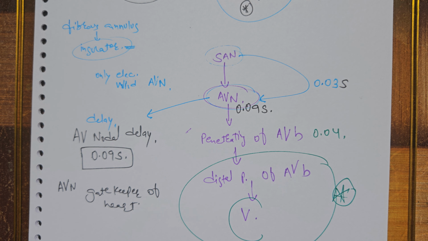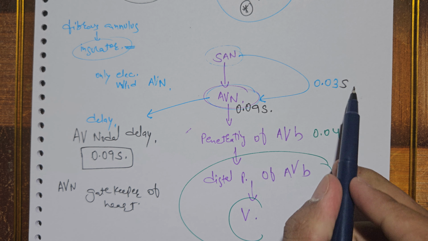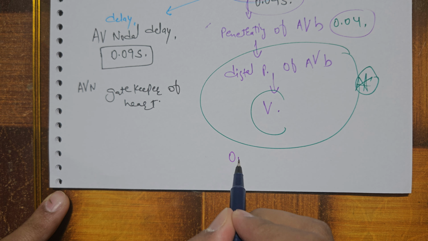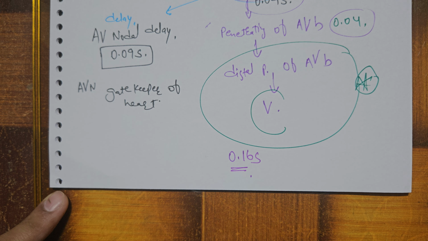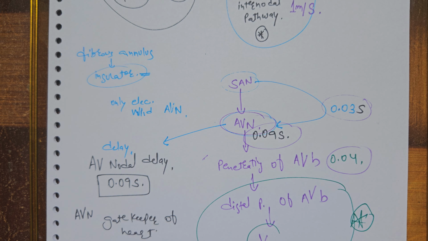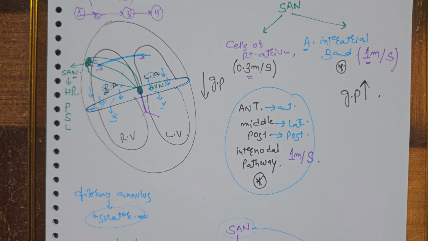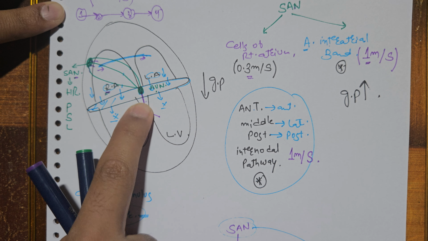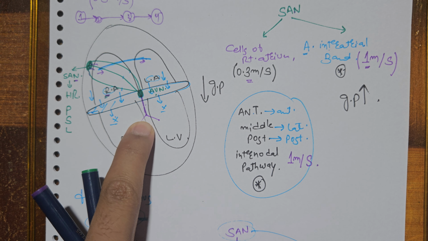So what is the total delay? The total delay is 0.03 plus 0.09 plus 0.04, which is equal to 0.16 seconds of delay. Is that clear? So the impulses begin in the SA node and reach the AV node, then the penetrating portion of the AV bundle, then the distal portion of the AV bundle.